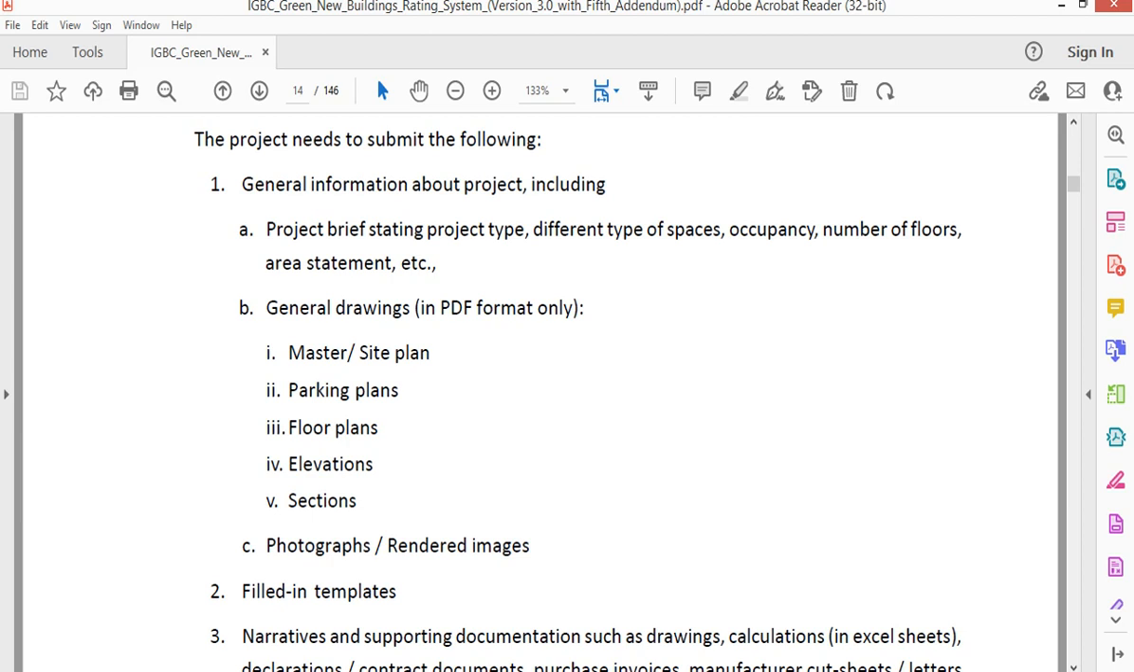And lastly come the sections, which actually give us a detailed view of a particular portion of a building when it is cut. Then comes the photographs and the rendered images. Photographs would be of that particular project, and rendered images would actually be generated through the BIM or the building information modeling software.